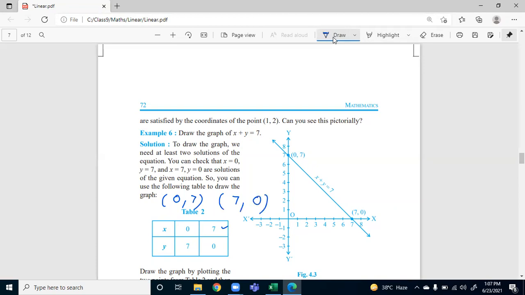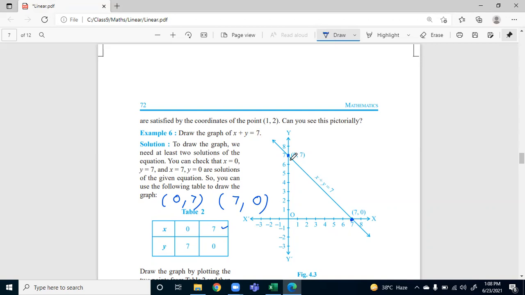So you plot 0 comma 7. What does it mean? It is lying on the y-axis. So this is 0 comma 7, you can see, and 7 comma 0, you can see, is lying on the x-axis. 7 comma 0.